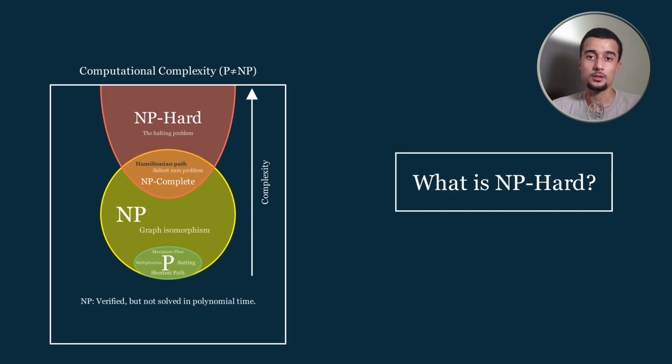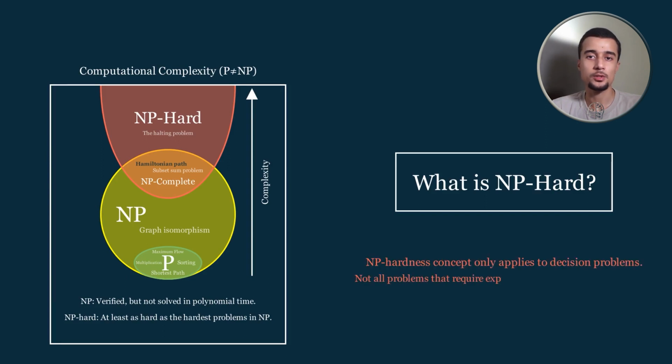A problem is in the NP class if it is verified but not solvable in a polynomial amount of time. And a problem is NP-hard if it is at least as hard as the hardest problem in the NP class. One more thing you need to keep in mind. Not every problem that requires an exponential, let's say, amount of time to solve can be classified within these classes.